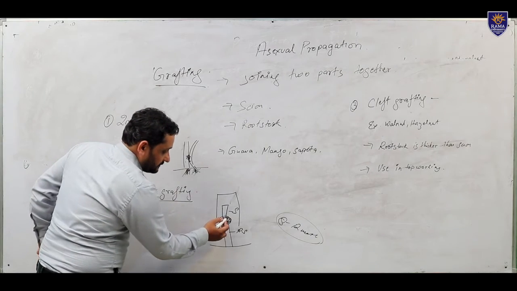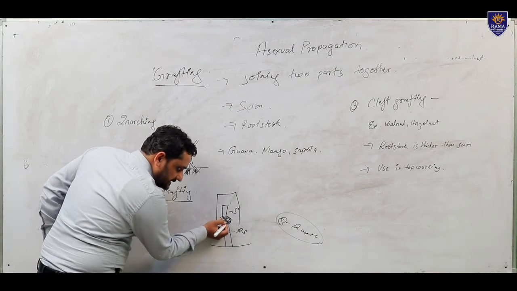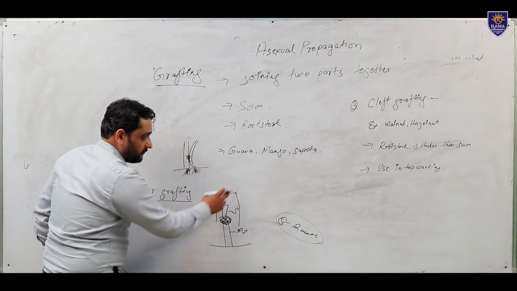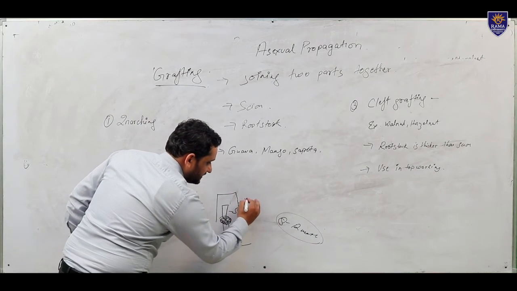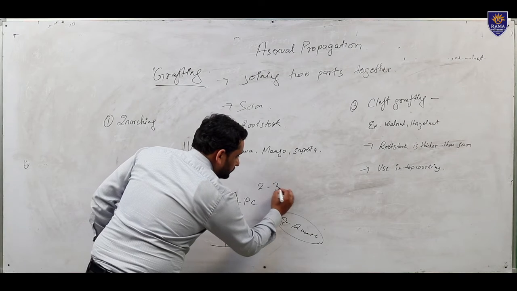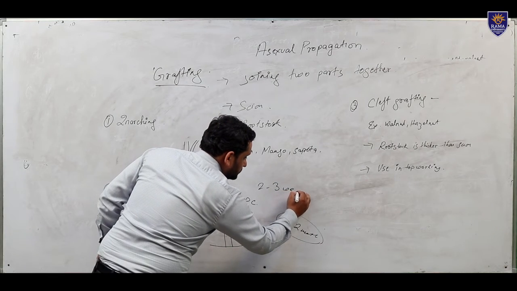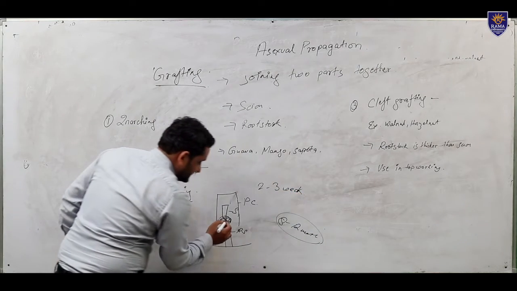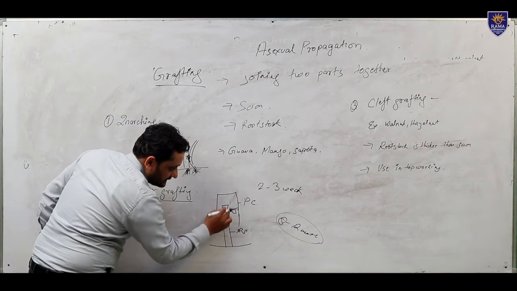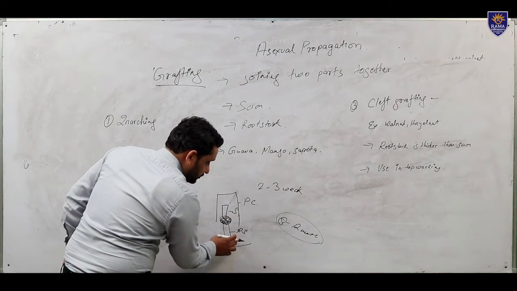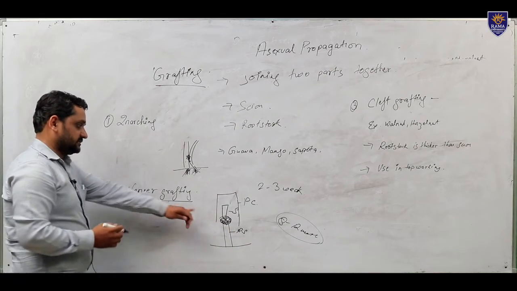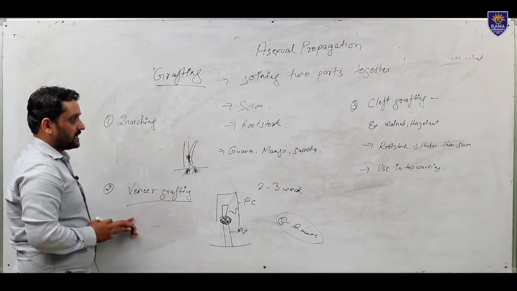So after the grafting, we will tie this portion with the help of polythene sheet, and we will cover it with the polythene cap, and this is the polythene cap. And after 2 to 3 weeks, when you remove the polythene sheet, you will see that the union of the rootstock and the scion has been completed. Now this process is known as the veneer grafting.